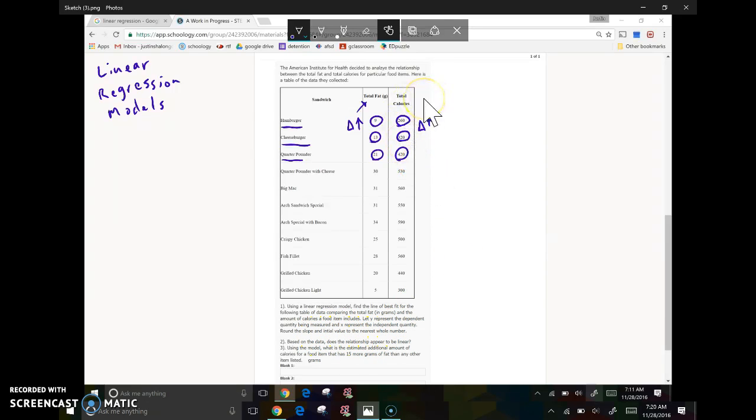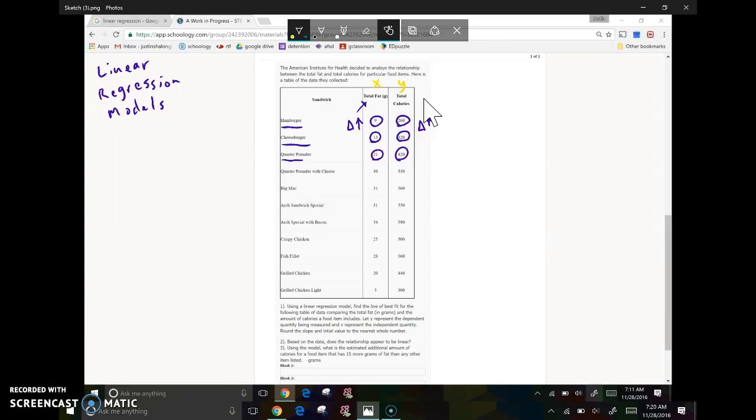Okay, so we have here two variables, and what we're going to do is determine which one of these two variables is independent and which one is dependent. It seems like the total grams of fat affects the total calories an item has. So we're going to say that the total fat is the independent variable and the total calories is the dependent variable.